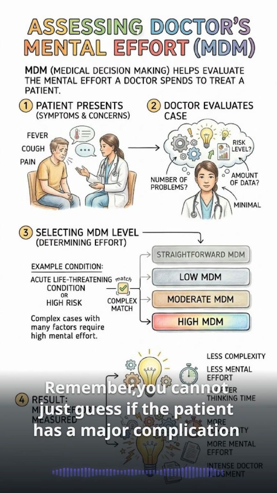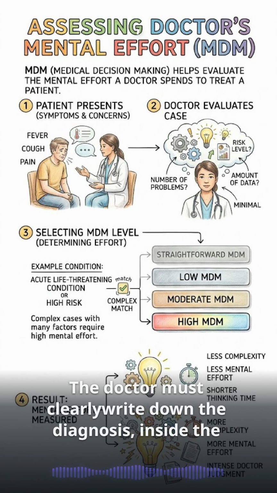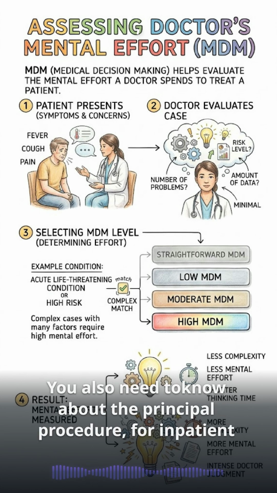Remember, you cannot just guess if the patient has a major complication today. The doctor must clearly write down the diagnosis inside the official hospital medical record. If the doctor's writing is messy, you must send a query to ask them directly. You also need to know about the principal procedure for inpatient hospital billing claims.